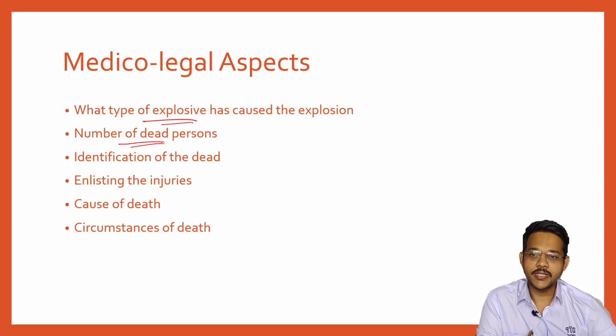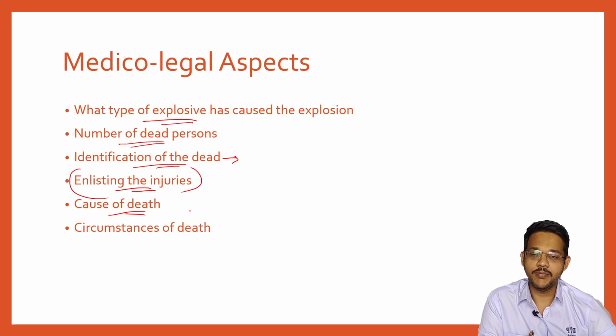Then, in any case with a number of dead persons, we have to identify the dead persons. Identification of a dead body may be done in many ways. If the face is not recognizable, it can be done by bones or dental records. Then in a living person, we have to list the injuries to cross-reference to the type of explosion. Then the cause of death has to be determined.